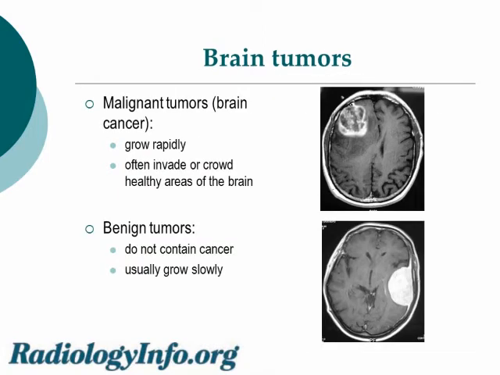Tumors can appear to be malignant or benign. Malignant tumors grow rapidly and often invade or crowd healthy normal brain. Benign tumors do not contain cancer cells and usually grow slowly. The two images show a malignant tumor at the top and a benign tumor on the bottom.